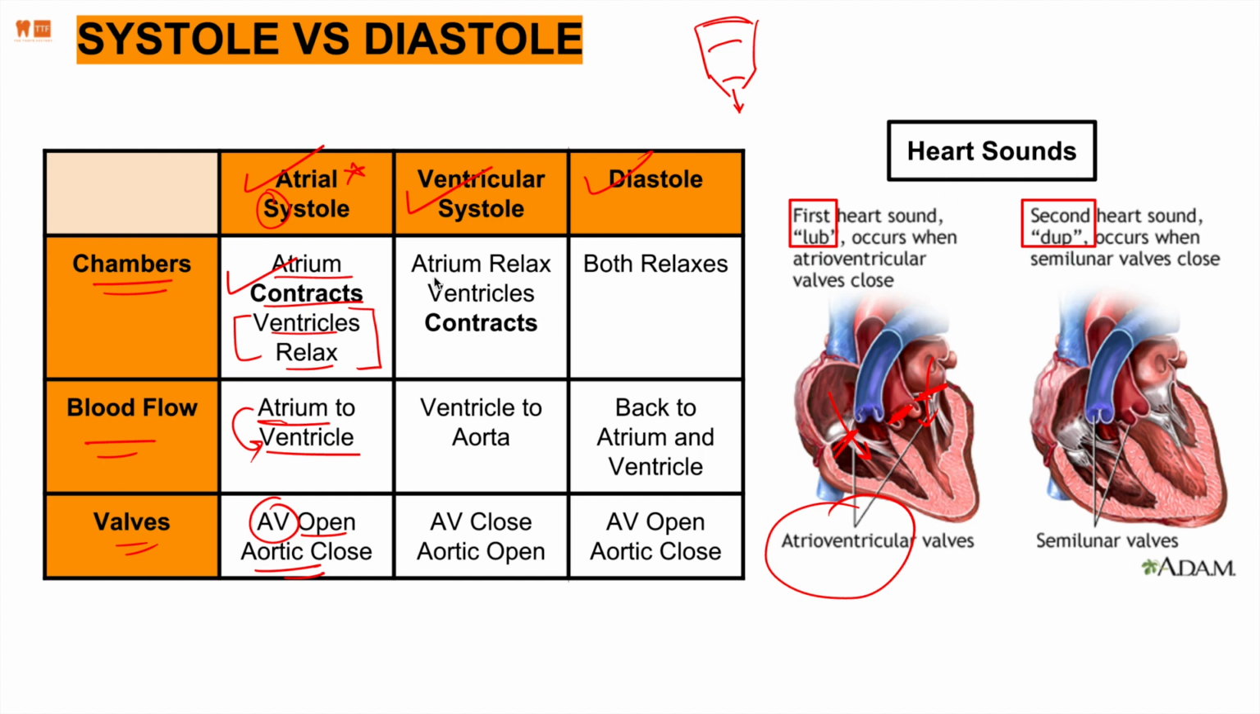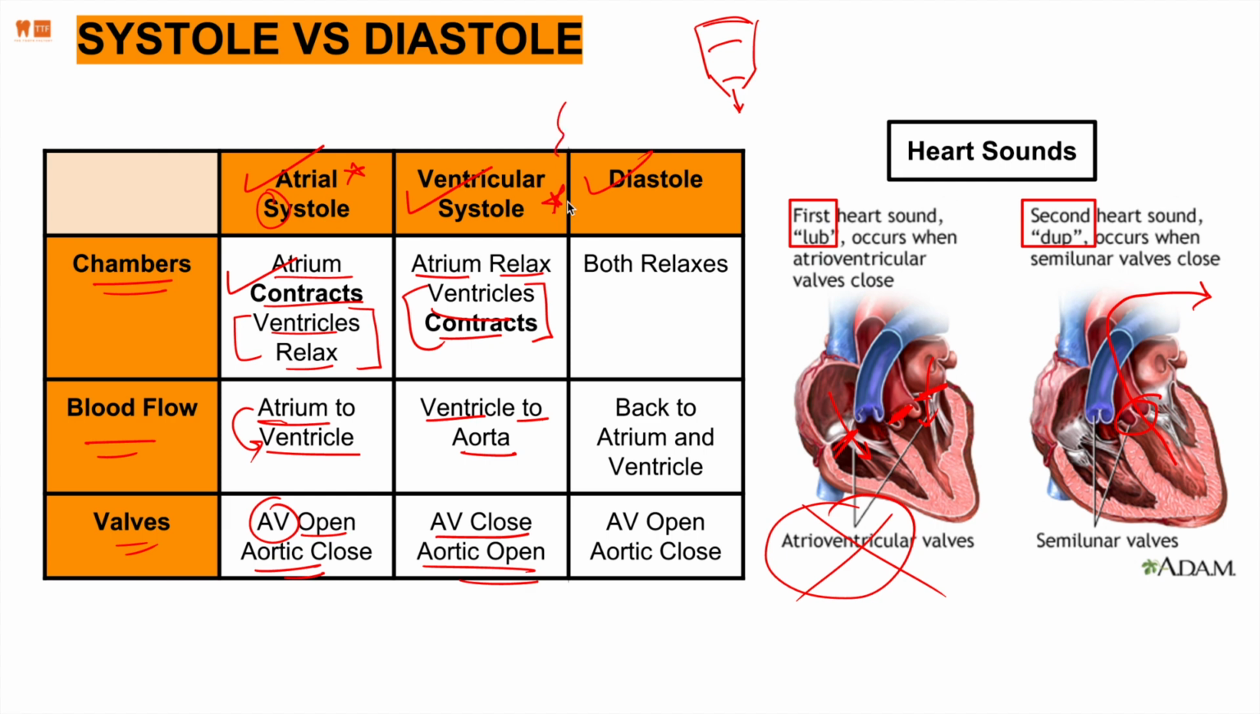Similarly, ventricular systole is when atriums are relaxed and ventricles will contract. The squeezing of the ventricles, where ventricles send blood to aorta. In this case, the atrioventricular will be closed. And what will be open? Aortic valve. So that the ventricles can send that blood out and supply the organs. That's ventricular systole.